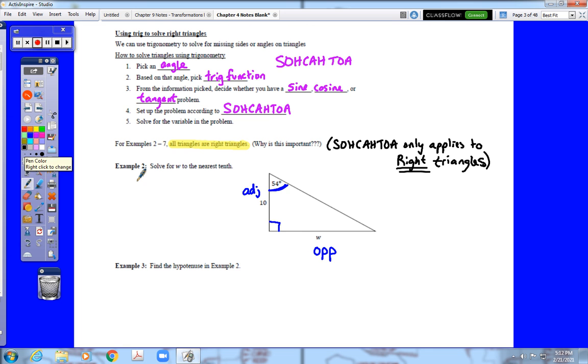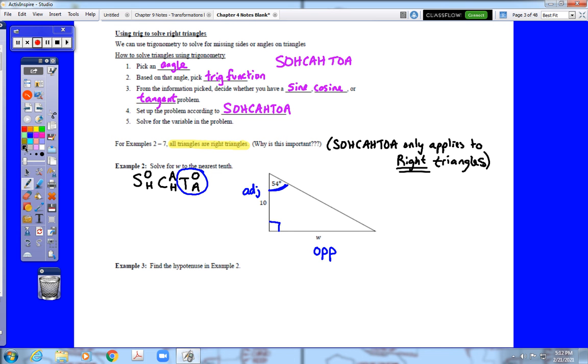So, since we're working with opposite and adjacent, that means this problem is a tangent problem, because in SOHCAHTOA, sine is opposite over hypotenuse. We don't know anything about the hypotenuse. Cosine is adjacent over hypotenuse. Same problem. But tangent is opposite over adjacent, and we have something to put in both of those spots. So this is a tangent problem in example 2.